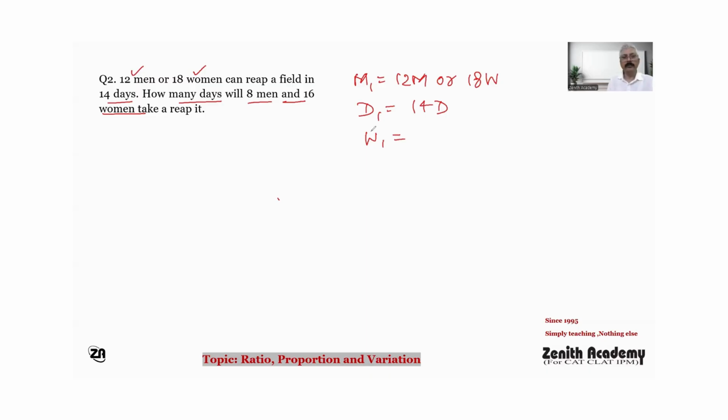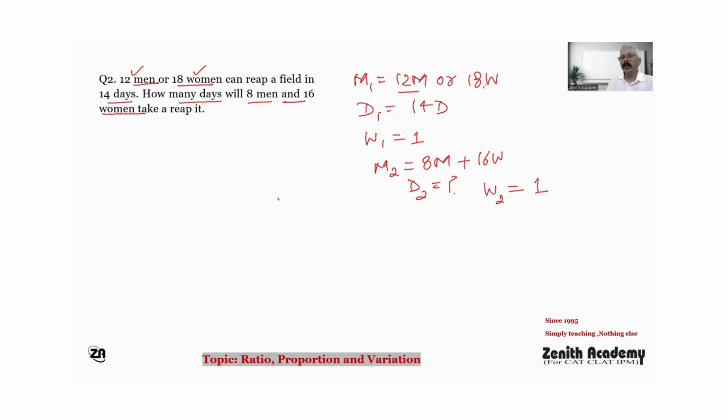The work is the same in both conditions. 12 men or 18 women can reap. So if I take W1 as 1, M2 will be 8 men plus 16 women. D2 is to be found out, and the work is the same, so W1 is 1, then W2 is also 1. So now I put it in the formula.